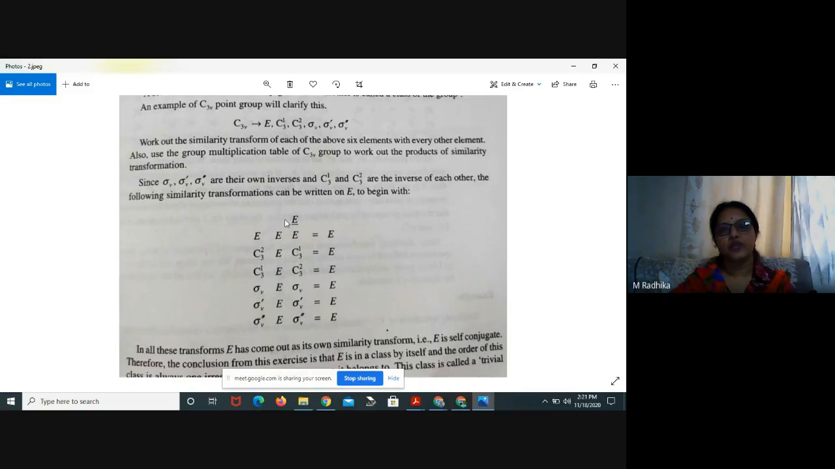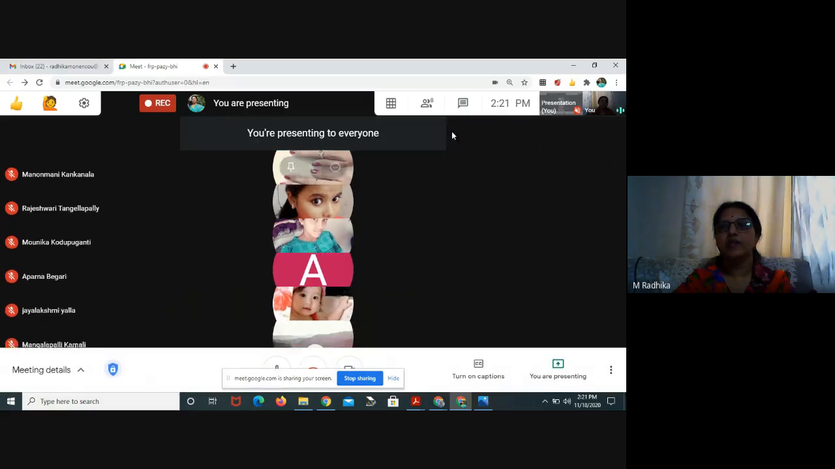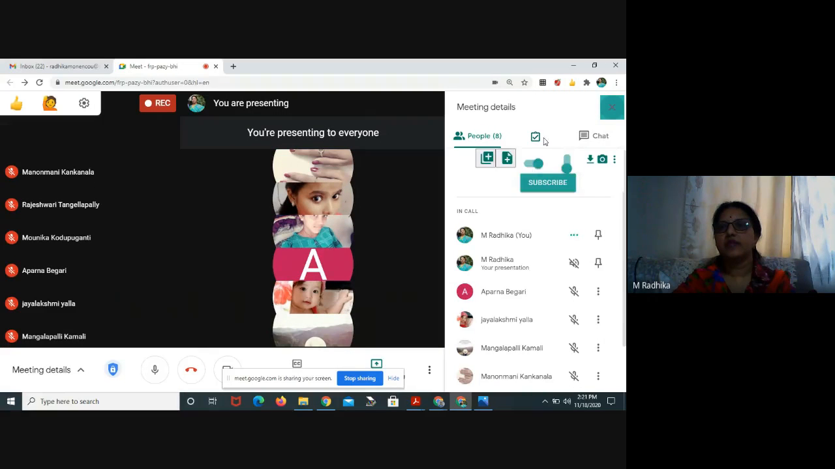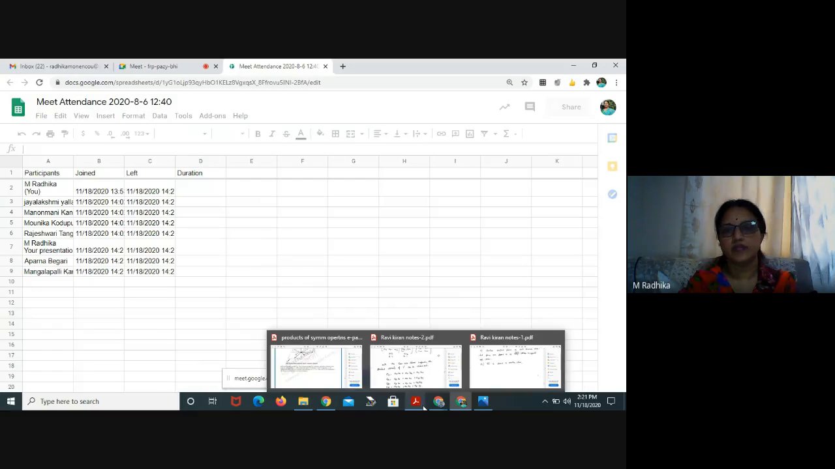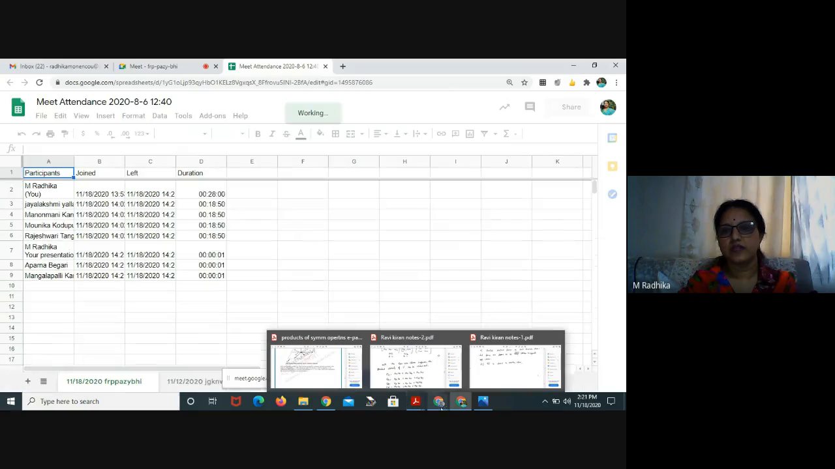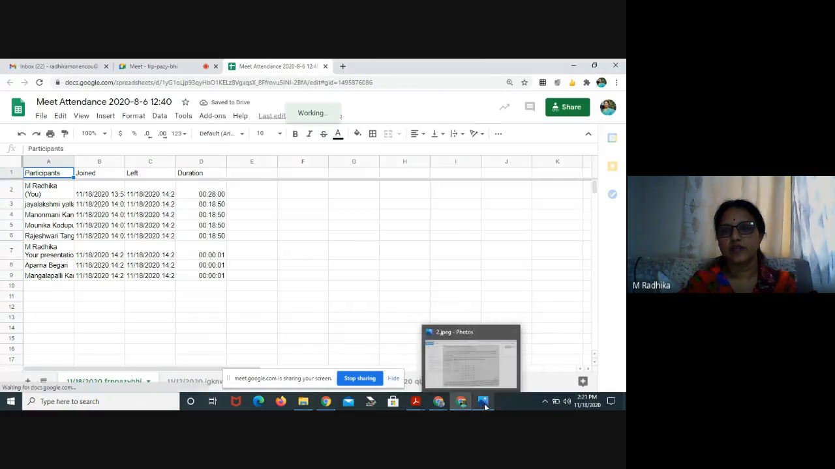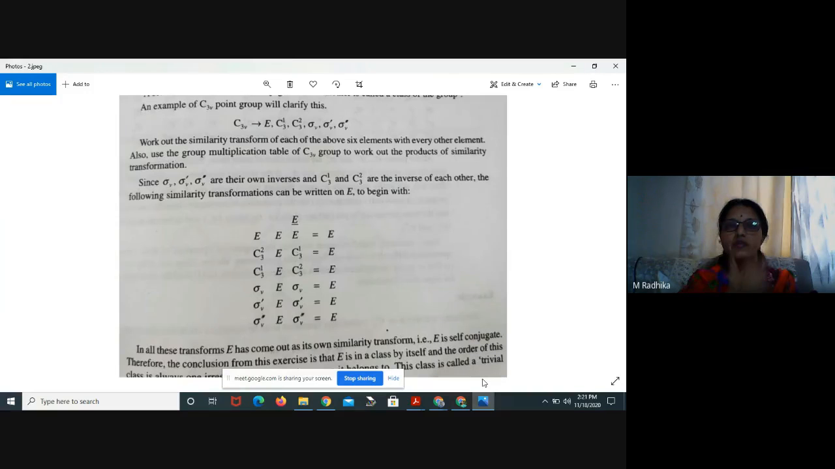So what is that we are telling? C3V, the symmetry elements in C3V are identity, C31, you can see here, C32, sigma V prime, and sigma V double prime.